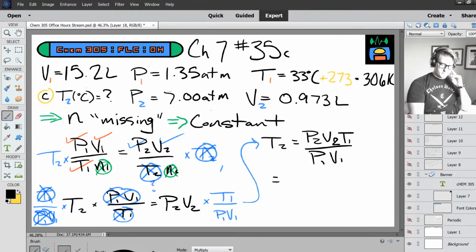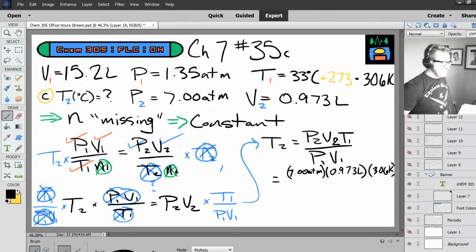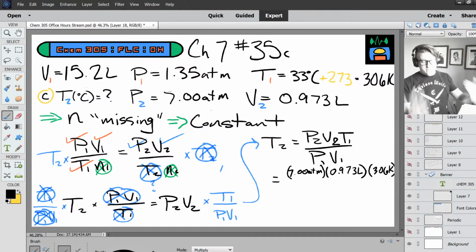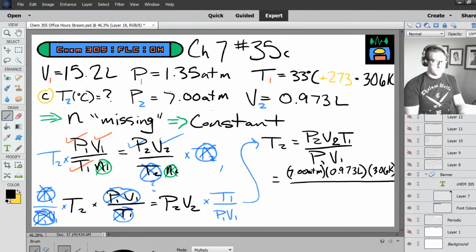Our final pressure is 7.00 atmospheres. Our final volume is 0.973 liters. Our initial temperature is 306 Kelvin. And even though we were asked to find our temperature in degrees C, whenever you're using the combined gas law, you must convert it to Kelvin. So it's kind of irritating. We got to convert it to Kelvin, and then after this is all said and done, we're going to have to convert it back. But you always convert to Kelvin when you're using the ideal gas law.